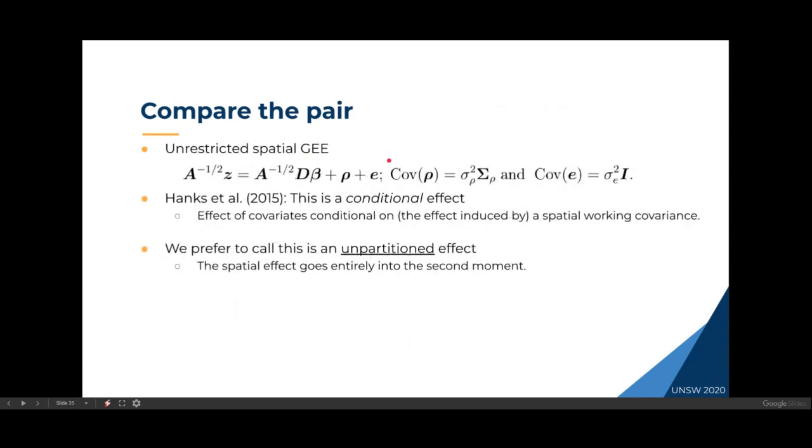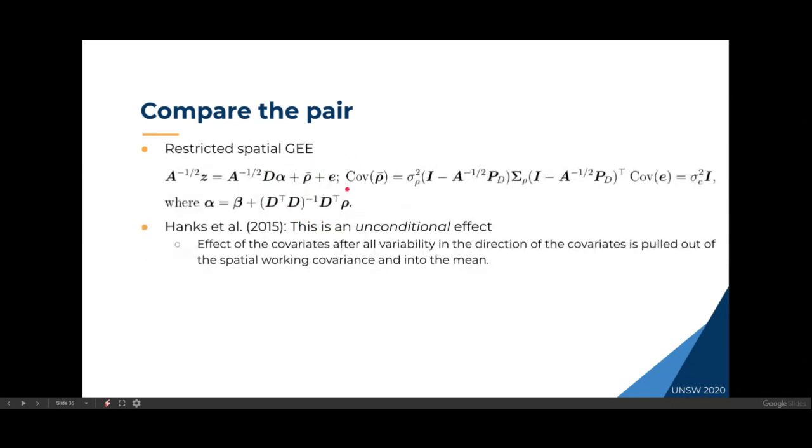To explain that a bit more, by assuming an unrestricted spatial working covariance, we essentially induce this spatial effect, rho, which is spatially structured. The issue is that if D, the covariates, is also spatially structured, then in finite samples D and rho can be collinear. They can be correlated in finite samples. And so spatial confounding really comes down to multicollinearity occurring between D and rho.